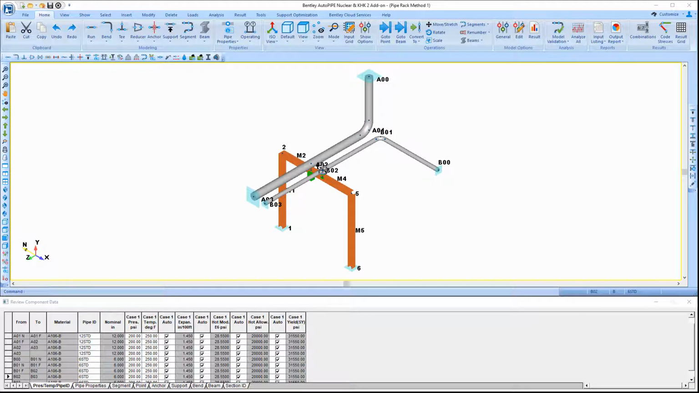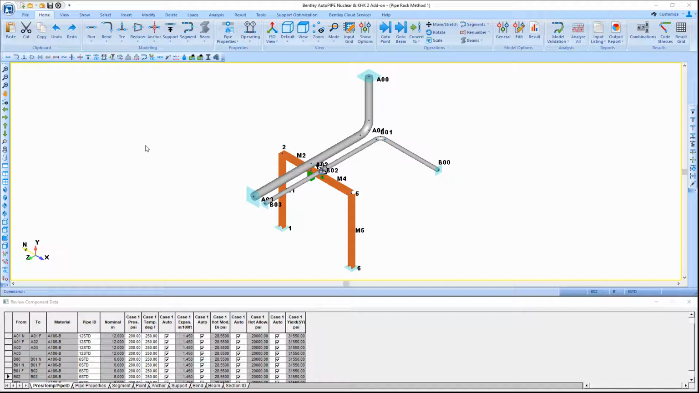Frame structures are commonly used to support piping systems, and for the most part, structures are assumed to be much stiffer than the piping system itself, so the pipe supports are usually modeled as rigid. But to be more realistic, AutoPIPE allows you to model the structure or frame itself, and this allows you to attach your pipe supports to your structural frame.